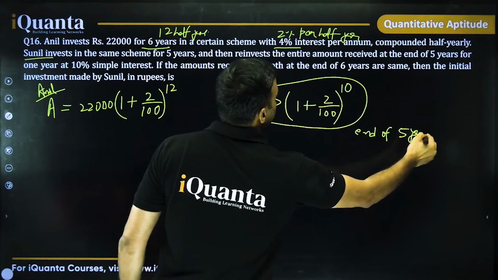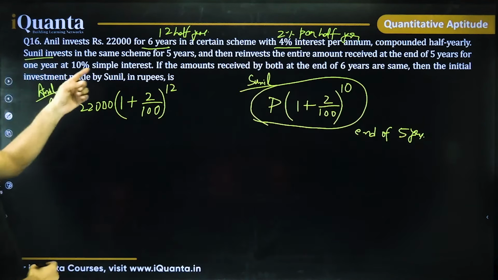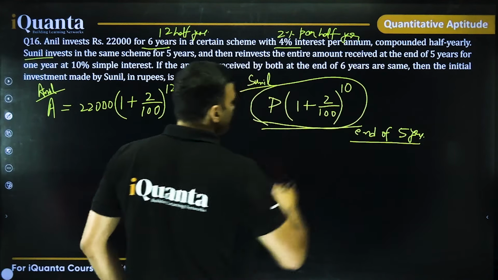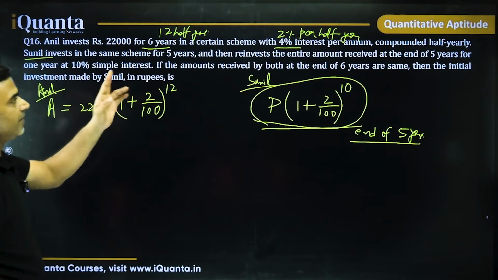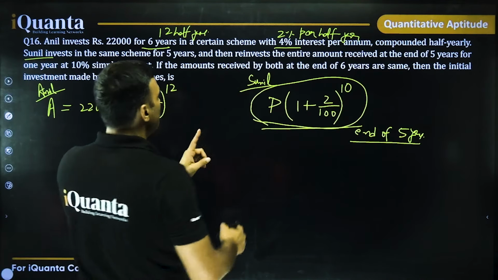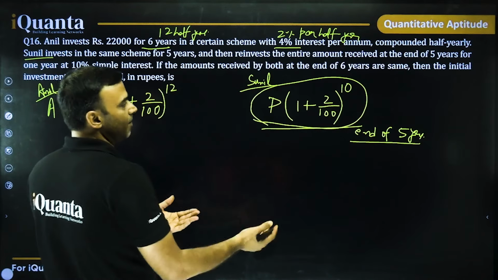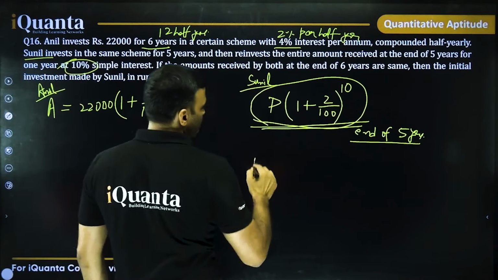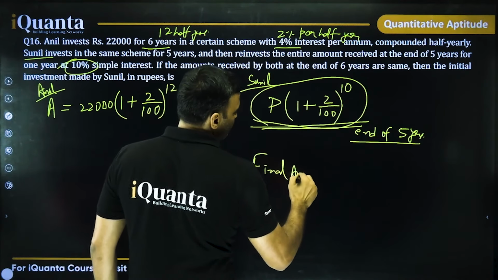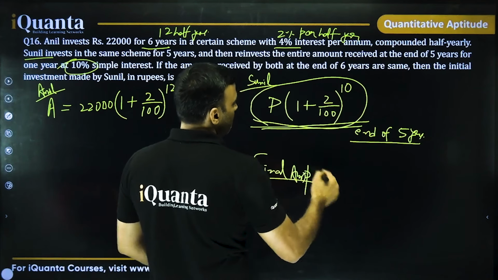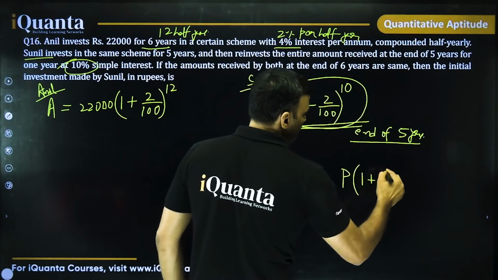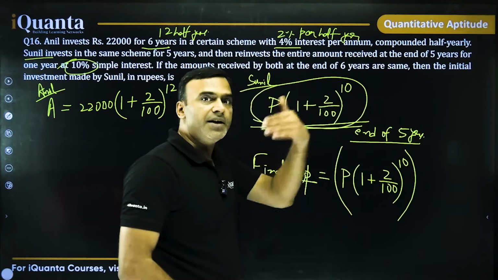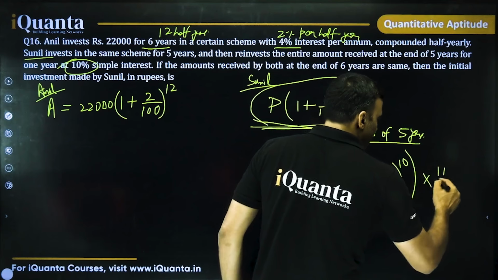And this is reinvested in what? It is reinvested at 10% simple interest. Okay. So if this amount is invested for one more year, because the total duration is 6 years, and 5 years has already gone for him. So for 1 year, whether it is simple or compound, this is the principal amount. On that, there is an interest that he's going to get, 10%. So his final amount is going to be simply this amount, P into (1 plus 2 by 100) to the power 10. On this 10% increment, meaning multiplying factor 11 by 10.